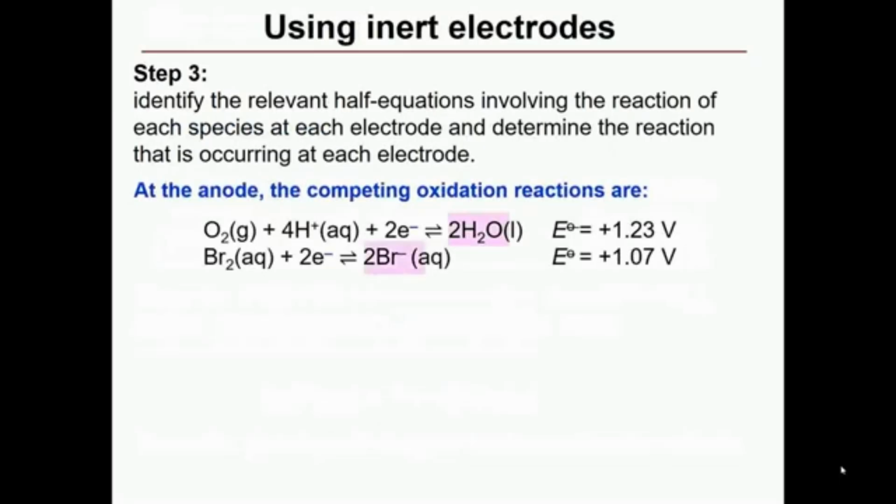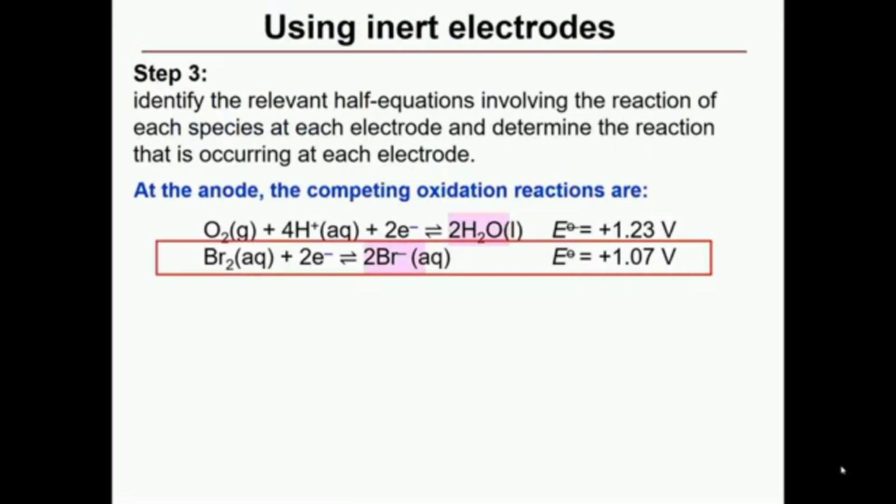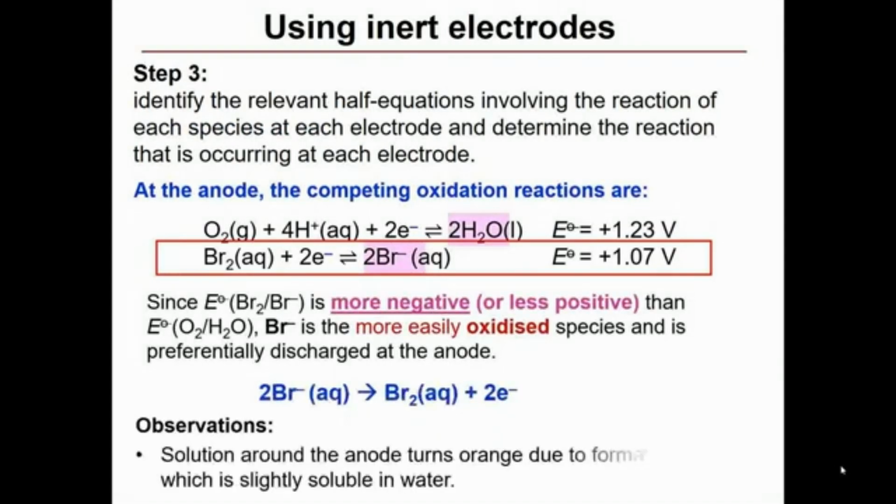At the anode, on the other hand, it is either the bromide anion being oxidized or the water molecule being oxidized. So from the E0 values itself, the one with the more negative or less positive E0 value will be the species that is oxidized. Hence, in this case, the bromide anion will be oxidized to give bromine. Now, bromine is slightly soluble in water, and hence the solution around the anode will turn orange in color as the bromine formed dissolves in it.